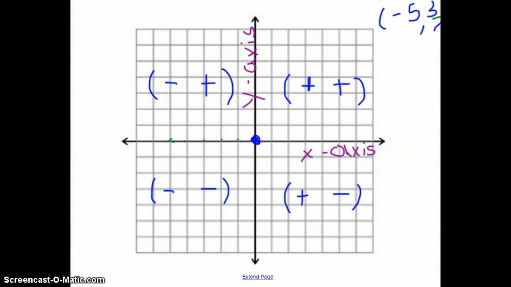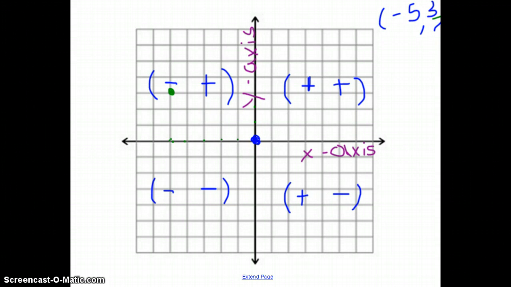We have a positive 3, which means it's above 0. So we would be finding positive 1, 2, 3. We're going to find where those 2 points meet. So negative 5, positive 3, so 1, 2, 3, and it looks like we are right here for our point.